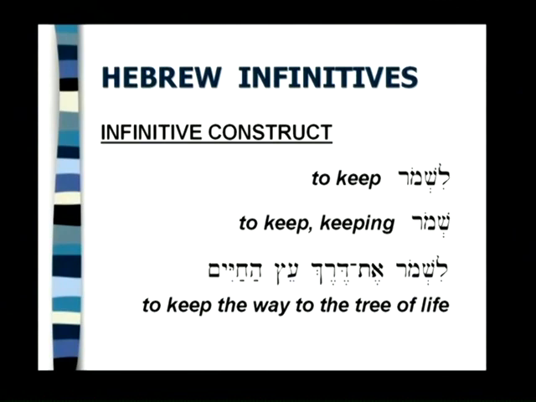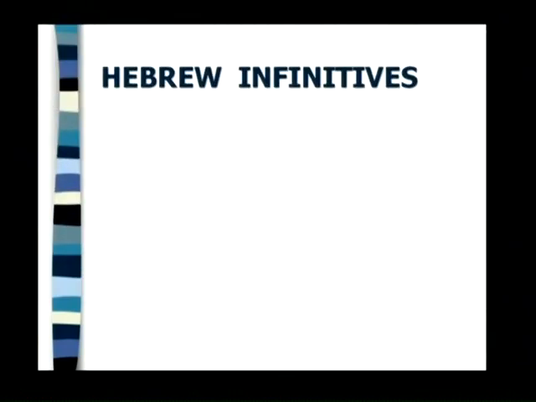Lishmor et derek etz hachayim. Here, derek is actually in construct with etz, to keep the way of the tree of life, literally, or to keep the way to the tree of life, out of Genesis chapter 3.